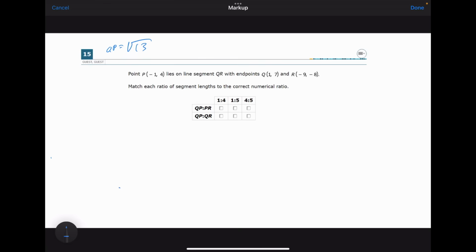So now let's find PR. P is still (-1, 4). Again, let's label this here, and R is (-9, -8), and I'll call this x2, y2. I mislabeled this one, so now we have x1, y1, x2, y2. Now let's do the distance formula again. And this is why I said at the beginning, this is just going to be a long question. It's just going to be distance formula after distance formula after distance formula, but we're so close to the end, might as well just knock it out and be done with it.